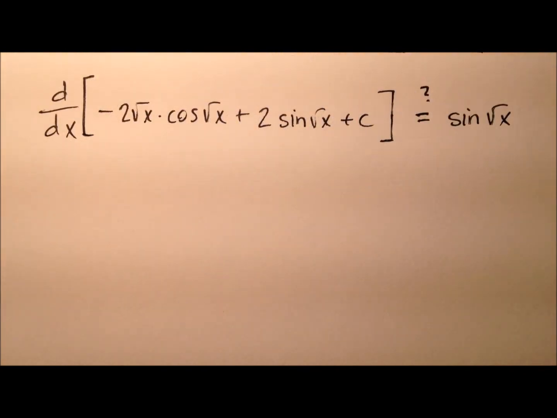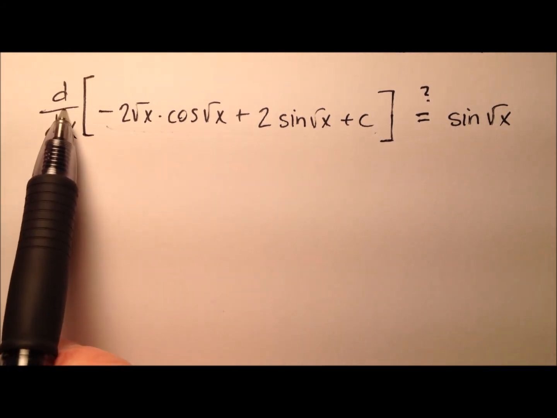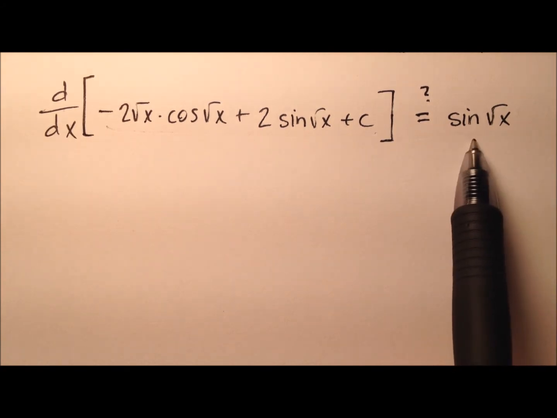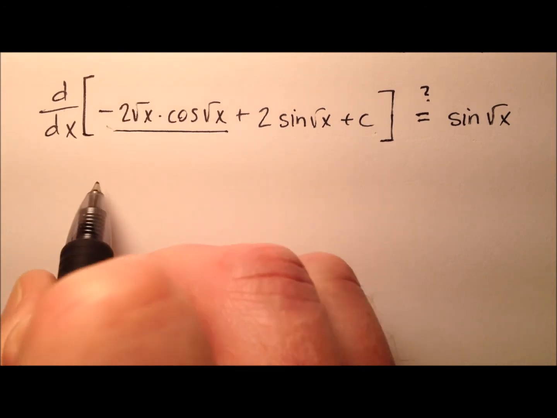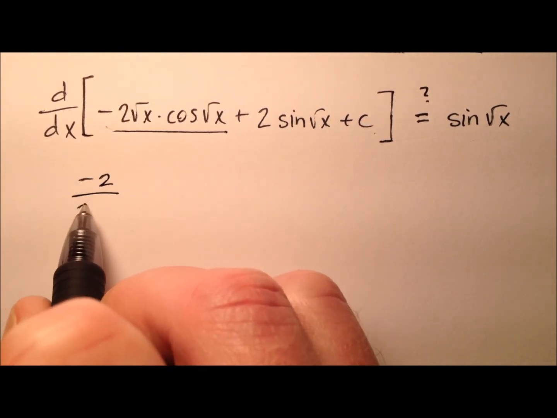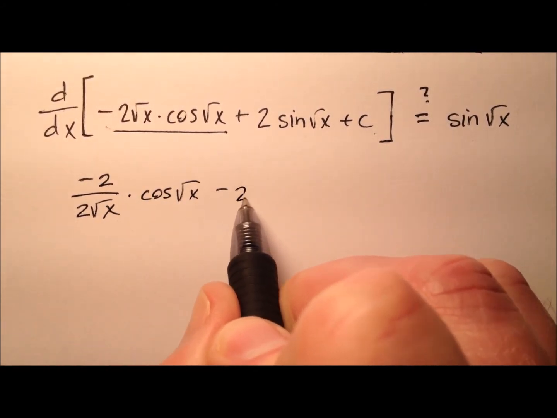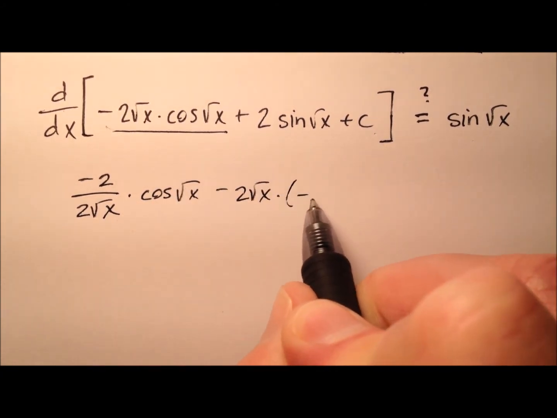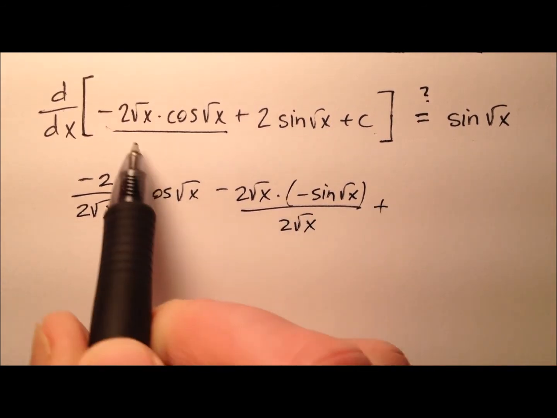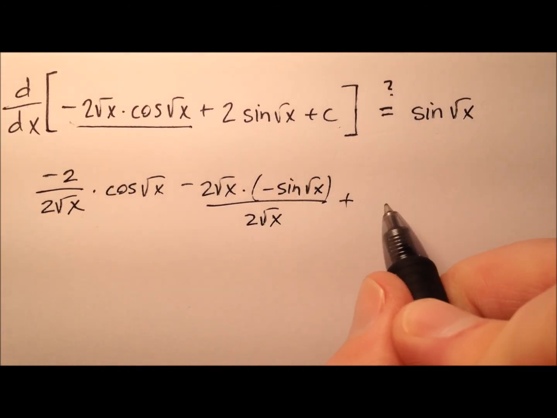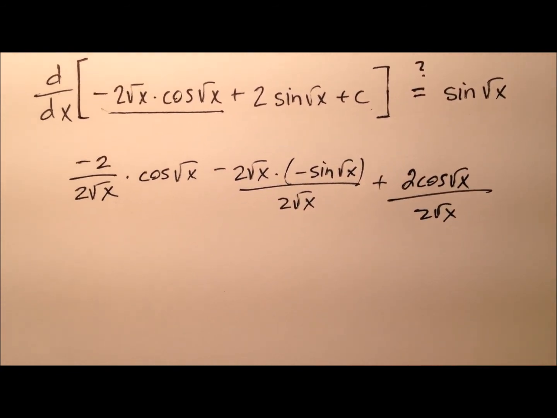So we just got done integrating the sine of the square root of x, and I got this expression. So let's go ahead and differentiate it and see if we get the sine of the square root of x back. Okay, so here I have the product rule, so I'm going to say the derivative of the first times the second, and then the first times the derivative of the second, and that's the product rule there, and then plus, let's see, 2 cosine times the square root of x over 2 times the square root of x.